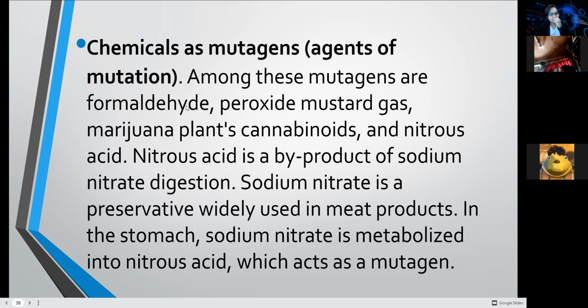In the stomach, sodium nitrate is metabolized into nitrous acid, which acts as a mutagen. This is the main reason why fast food chains can cause mutation and are highly cancerous. What else? Your preserved meats, ham, bacon, those products contain what? Sodium nitrate, which our body can metabolize to convert into nitrous acid, which is again one of the major agents of mutation, or mutagen.